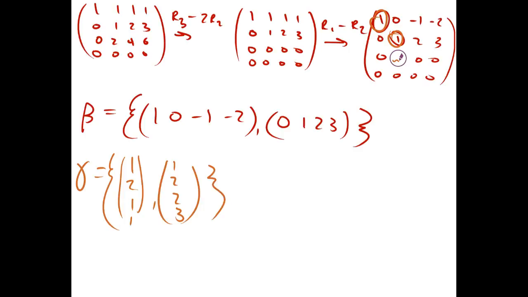So while the basis for the row space is not affected by these elementary operations, the column space basis is affected.